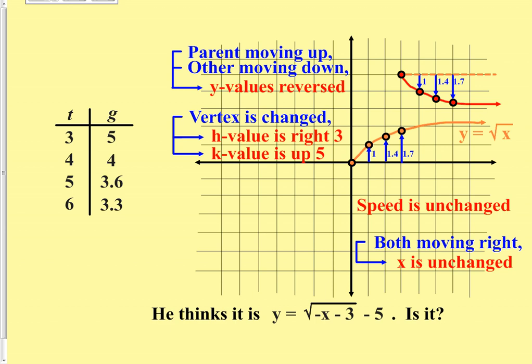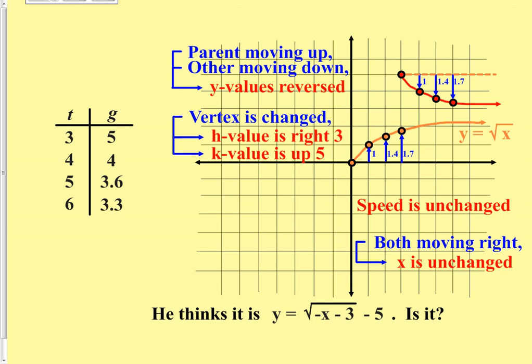Let's see what else we got. We said that the vertex has changed. His h value should be right 3, and k should be up 5. Have a look at his vertex in his equation. Is that what he's got showing? He's got an h value of positive 3 because that negative belongs to the equation, so that is correct. x minus 3 is the correct notation there.